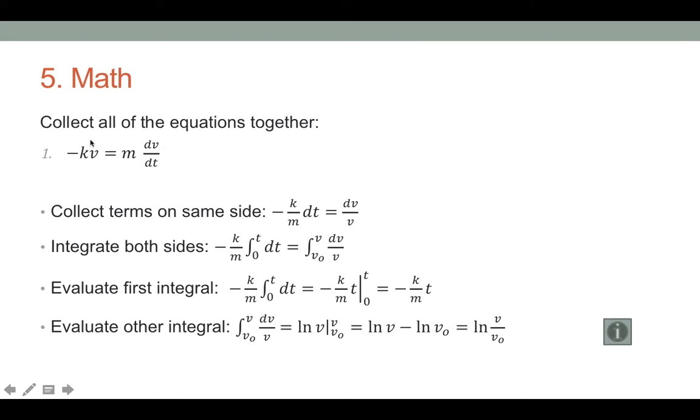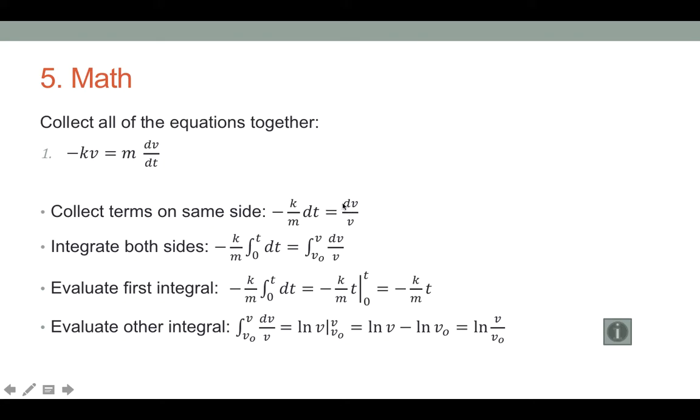We're going to put everything else on the other side. So effectively, on one side of the equation, we put the constants, minus k over m, and the differential of time, dt, and we're going to bring the velocity over to the other side of the equation, so we have dv over v.